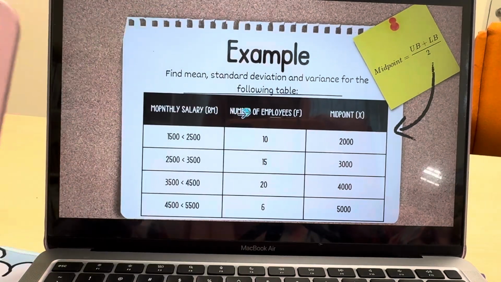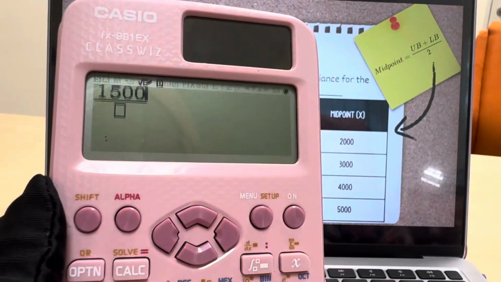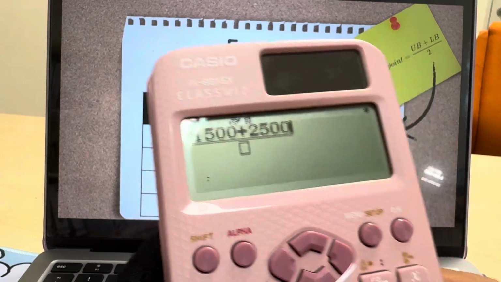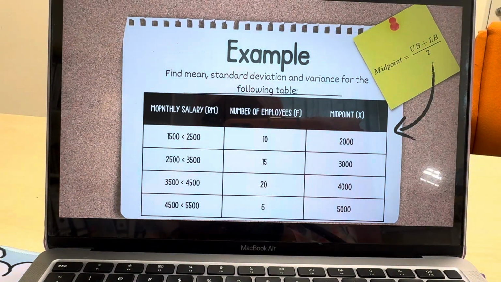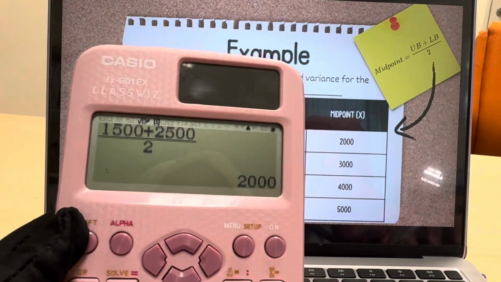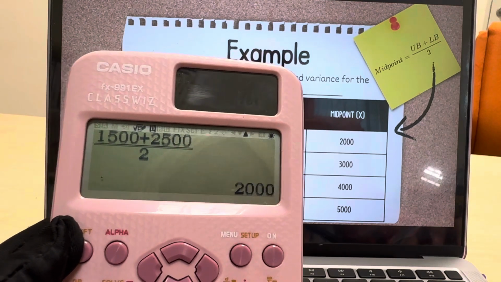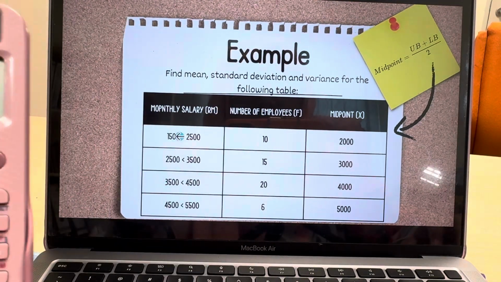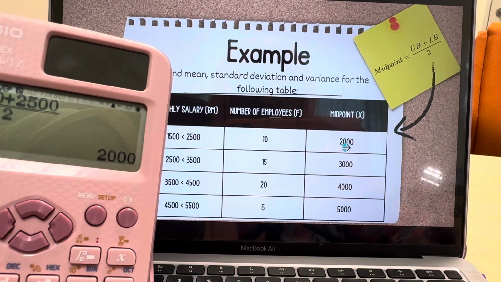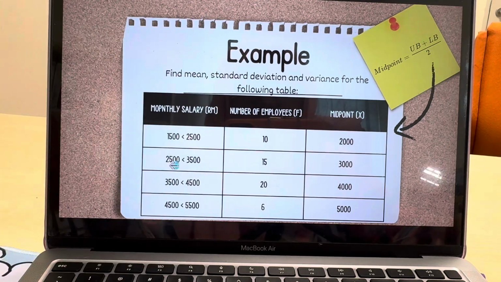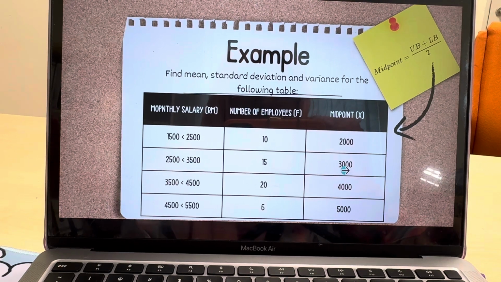Okay, let's say we begin with the lower boundary, 1,500, plus the upper boundary, divided by 2. Okay, here is the answer of the midpoint for the first class boundary, 2,000. Similarly for the next step, 2,500 plus 3,500 divided by 2. So the midpoint is 3,000.